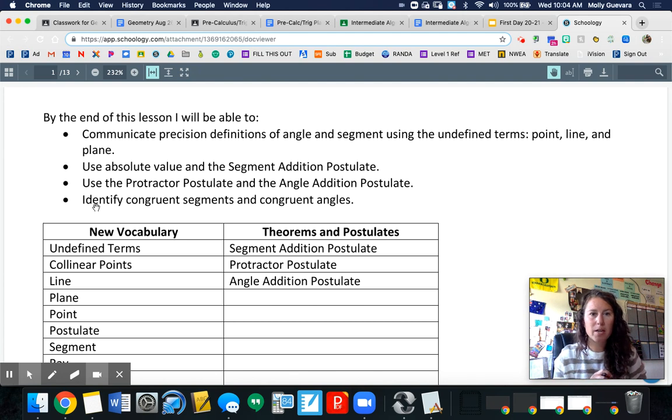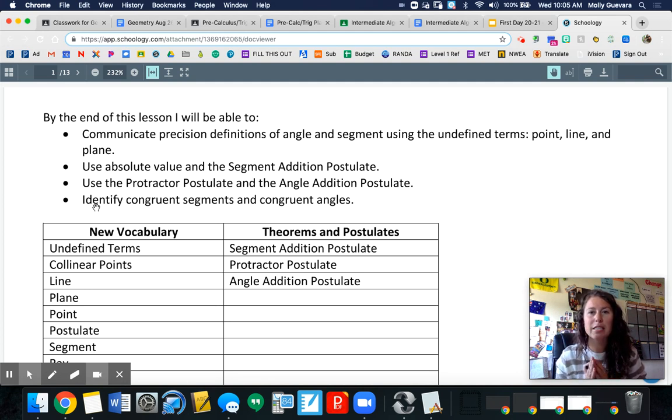Our first objective is we're going to come up with precise definitions of an angle and a segment by using our definitions of what is a point, what is a line, what is a plane. Then we're going to use absolute value and the segment addition postulate, which we will talk about, don't panic. Then we're going to use the protractor postulate and the angle addition postulate, which again we'll go over. And then we're going to identify congruent segments and congruent angles.